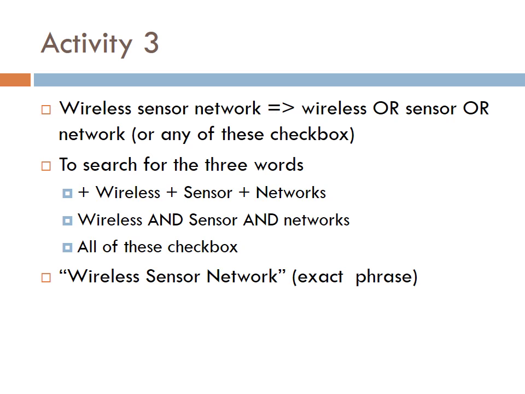When you search for wireless sensor network, it is as if you are searching for the keywords wireless or sensor or network, so all these hits will be obtained. And if you want to get the documents that contain all of these keywords, you should have wireless plus sensor plus network, or wireless and sensor and network. If you want to obtain these keywords as a single string, wireless sensor network, you should put the string between double quotation marks.